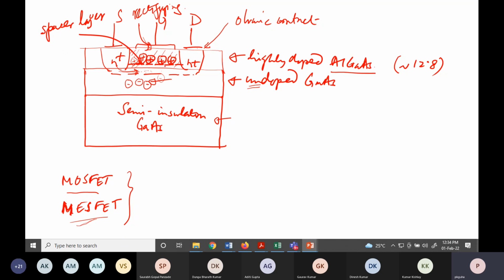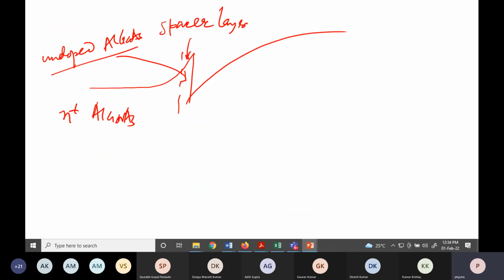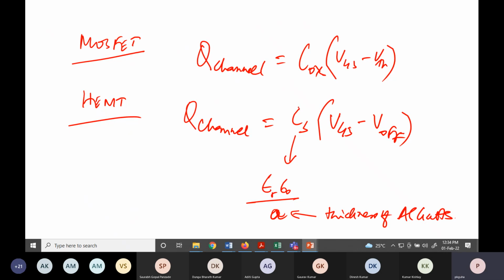If this special layer is thick, then we will have very small interaction between these positive immobile ions and those electrons in the notch. But if you increase the thickness of this special layer, which is basically undoped aluminum gallium arsenide, then this increase in thickness will increase the value of A. And as I said, we don't want a very large value of A, because then the value of the capacitor will decrease. So it has both plus and minus. You have to use a special layer.